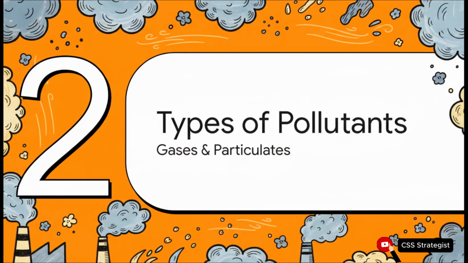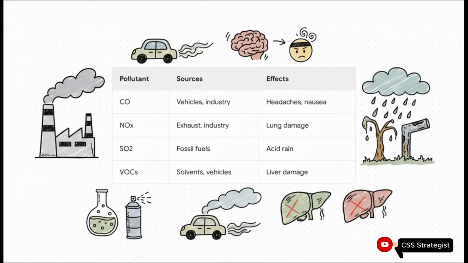Moving right along to Section 2, Types of Air Pollutants. Let's break down these invisible threats into gaseous, particulate, and beyond. When you're categorizing these gaseous pollutants for your papers, pay attention to their unique risks in our local context. Take carbon monoxide, that's heavily tied to our severe urban traffic congestion and incomplete fuel combustion.